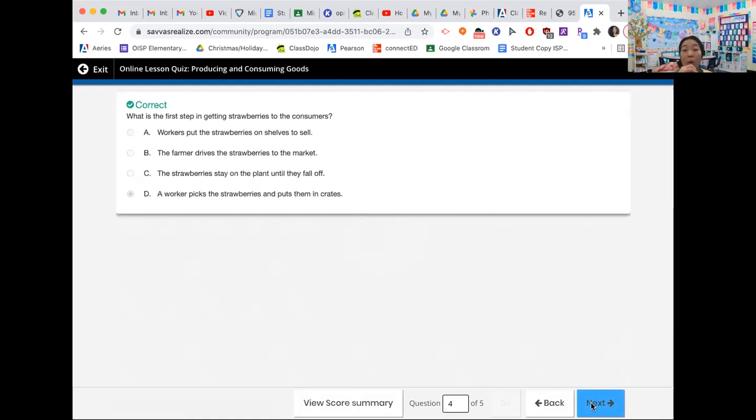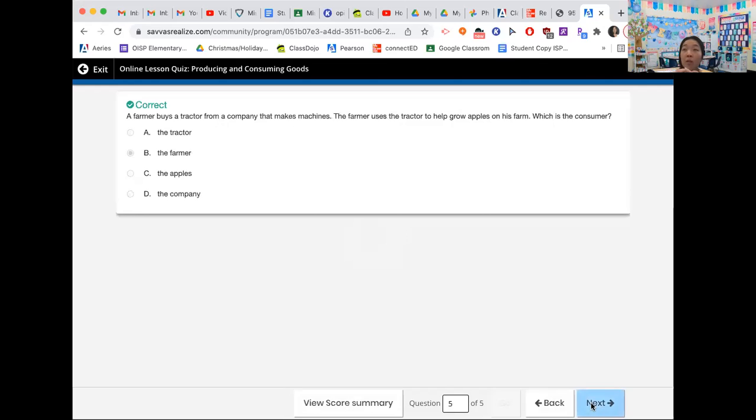You pick them. If you wait until the strawberries fall off, it usually means the strawberries are way too ripe. So D is the best answer. Workers actually pick the strawberries and put them in crates. If you guys ever go to a strawberry field, like Tanaka Farms, we have one out here in Orange County. You guys actually can pick the strawberries and take them home with you. So that's what we do. We pick the nice strawberries and they send them and put them in little crates for distributors to send to the store so we can buy them. And then the last question, a farmer buys a tractor. If he's buying the tractor, then he is the consumer. He bought the tractor, so it's the farmer.